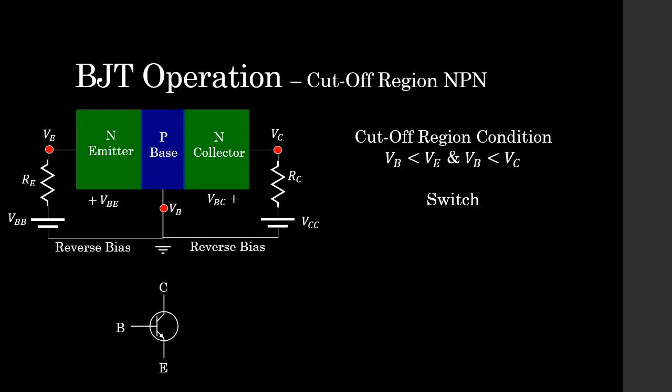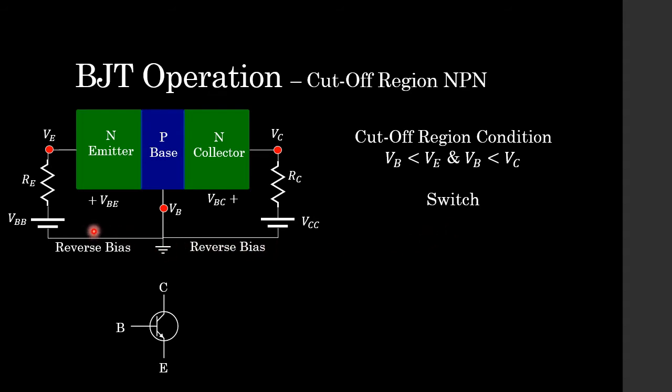So moving on, we go on to the next type of operation that we have for our BJT, which is known as the cutoff region. And again, we're focusing on the NPN transistor, and the condition that needs to be satisfied to operate within this region is very simply the base voltage needs to be less than the emitter voltage, and the base voltage needs to be less than the collector voltage. And this would make our BJT operate as a switch, which we have seen is normally for our digital type circuits. So let's look at our circuit diagram over here.